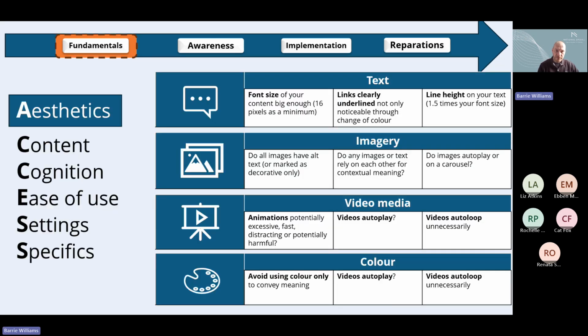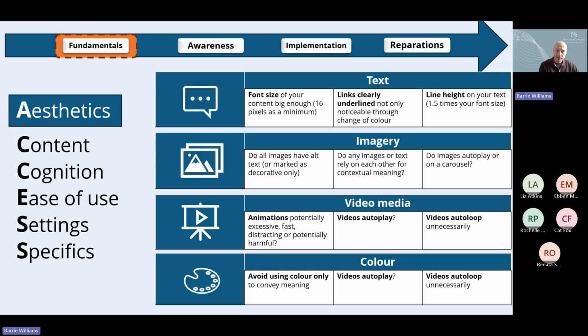So with the aesthetics, you're going to be looking at things like text. So font size, is it big enough? Is it 16 pixels as a minimum? All right. So sometimes it may need to be a bit smaller, but you've got to think about your website, for example. Is it able to be at that sort of minimum, especially if you cannot zoom? All right. Think about that as a function. If you can't zoom, then maybe you want to set it as a 16 minimum. If you can zoom, then maybe you can be a bit flexible with that.